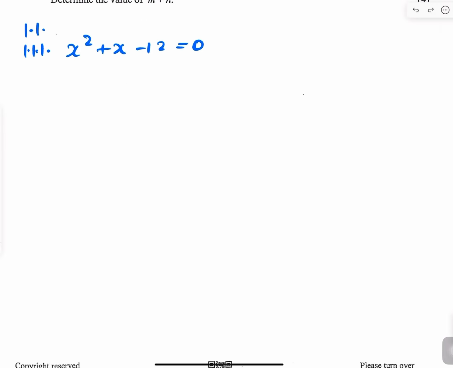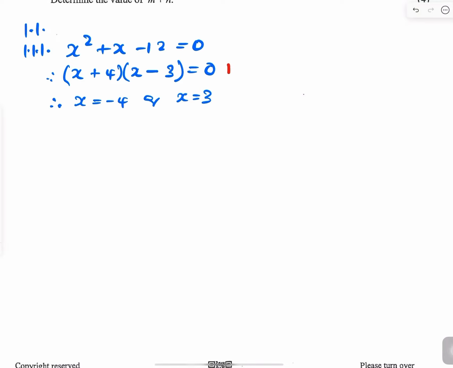So the first mark, you get it by the correct factorization. Let's do that. You factorize that properly. You get x, and then a 4, and then a 3 there. Then you get a plus 4, and then a minus 3. Be very careful. You must be able to get a plus x when you expand that carefully. So now, you need to equate each factor and solve for x. So your x is going to be negative 4, or x is going to be equal to positive 3.